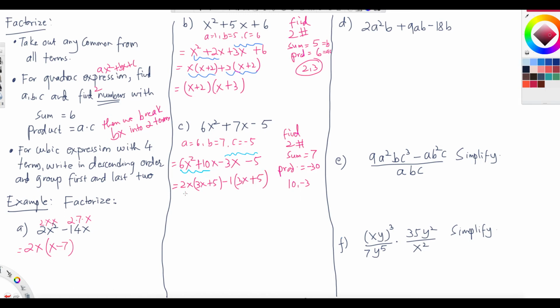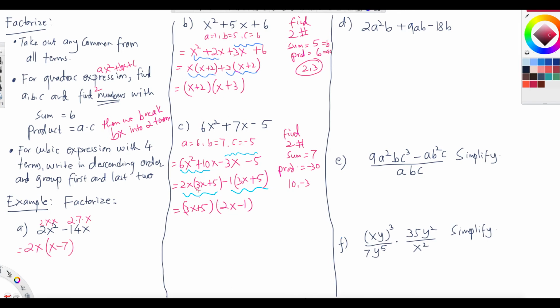Now from this one and that one, what is the common one? The common one is 3x plus 5. The remaining is 2x minus 1. That is the final answer. Okay. So even if a is different from 1, exactly the same technique works here.